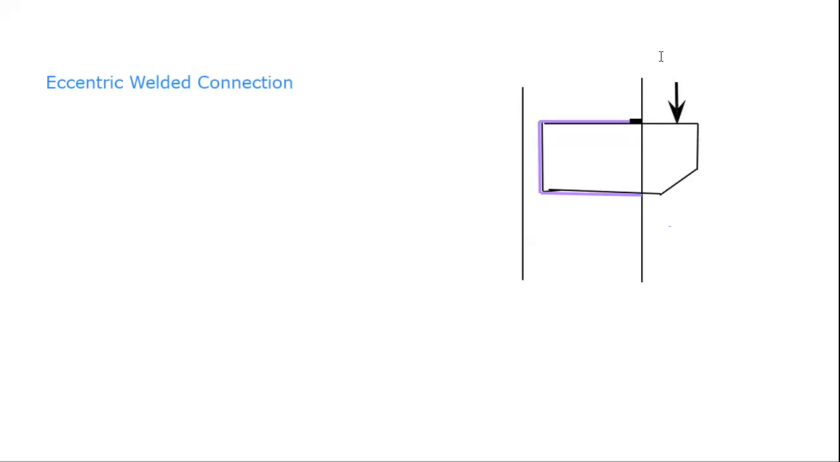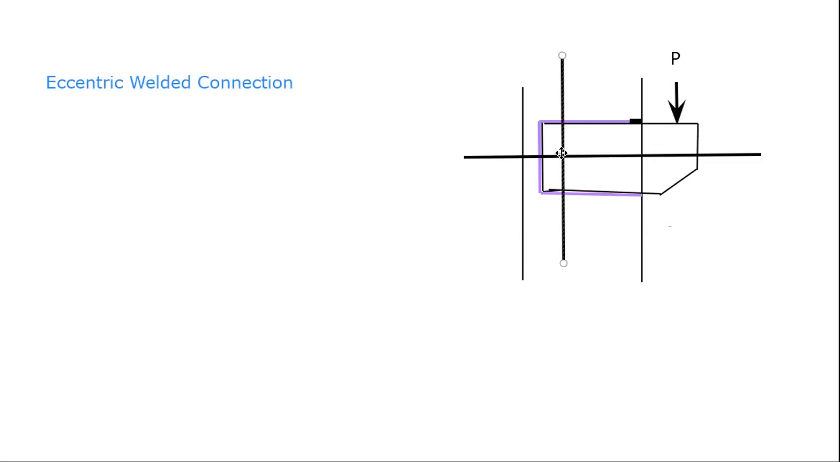Let me write down the force P. P is acting on this gusset plate at this location, but the center of gravity or the CG of this welded connection is lying somewhere around here. So I can represent the location of the CG with the help of X and Y axis. Suppose this is the X axis and this is the Y axis, and this point over here is the location of CG.